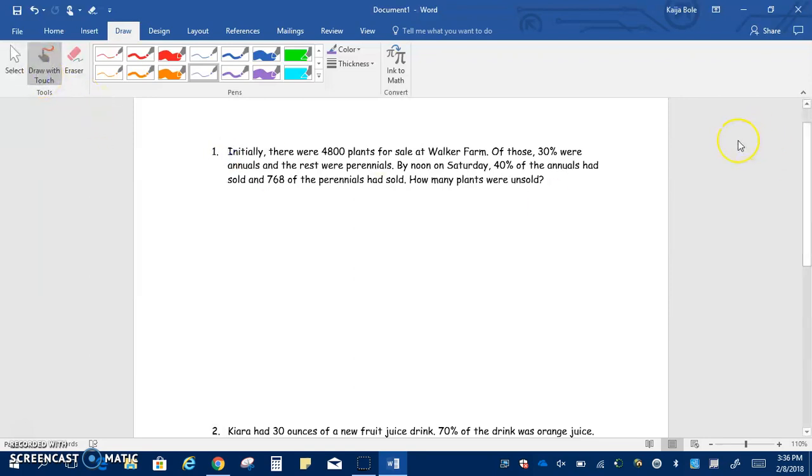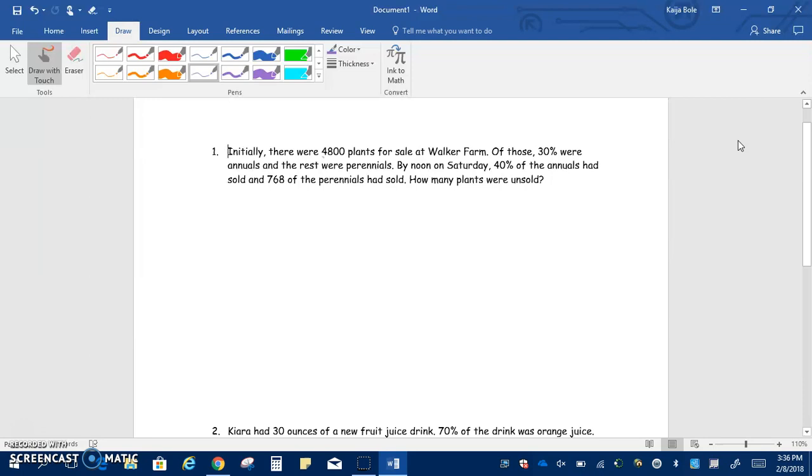Number 1 says, initially there were 4,800 plants for sale at Walker Farm. Of those, 30% were annuals and the rest were perennials. By noon on Saturday, 40% of the annuals had sold and 768 of the perennials had sold. How many plants were unsold? So we've got a lot going on.